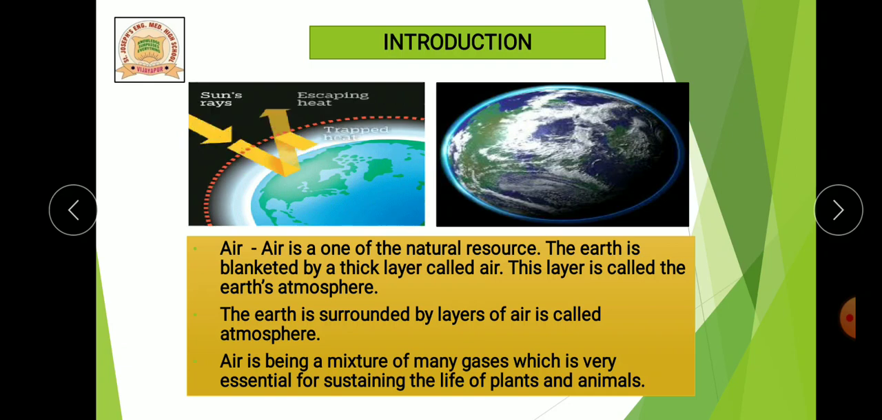See, in this picture the earth's atmosphere is given. I show here in the second picture, that is the earth's atmosphere. That atmosphere is surrounded by layers. The earth is blanketed by a thick layer. That layer is called the air. This layer is called the earth's atmosphere.